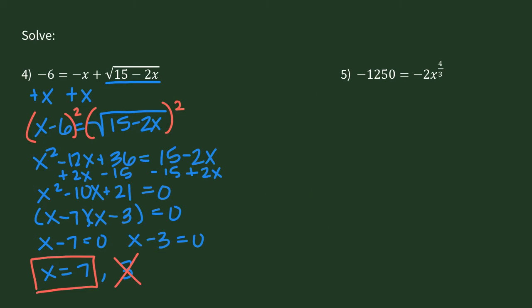Okay, let's do number 5. So we have another one with a power that's a fraction. We want to get the x to the 4/3 part by itself. So we can undo the 4/3 power. So I'm going to divide by -2.